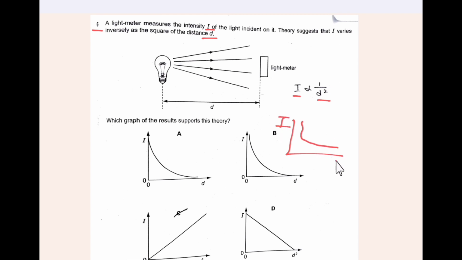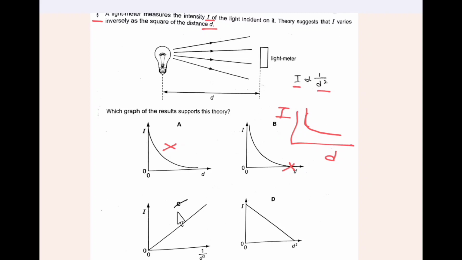Here is I and here is d, and here we can see that these points do not touch the axis, so this statement is wrong since it touches the axis. This statement is wrong since it touches the axis. Then if we see statements C and D, here we have plotted the graph of I against 1 by d square. So I is directly proportional to 1 by d square, so the graph should be a straight line passing through the origin. So the answer should be C.